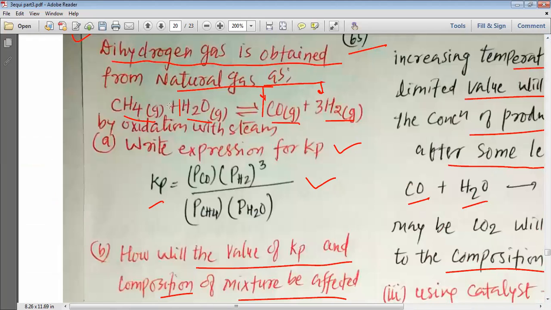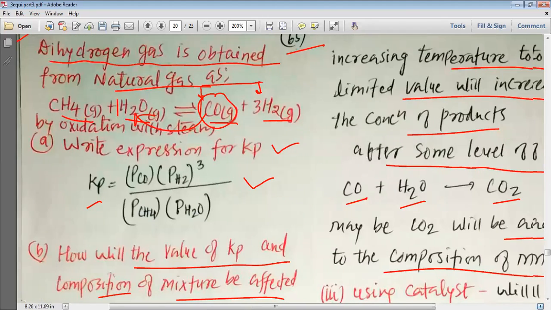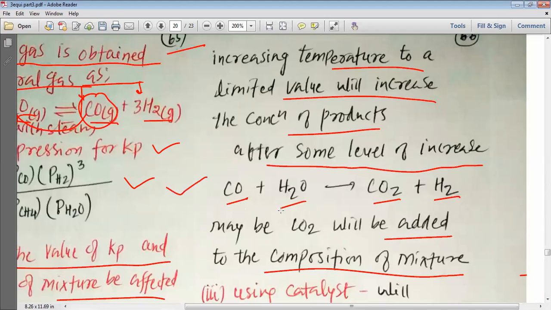Just look at this, methane is converted to carbon monoxide gas. But this is what happens at lower temperature. Now if we keep on increasing, what happens? This carbon monoxide, which is produced, again reacts with the steam. So when carbon monoxide reacts with the steam, we get carbon dioxide. So after some level of increase, CO or carbon monoxide will react with steam and produce carbon dioxide gas, and maybe CO2 gas will be added to the reaction mixture.